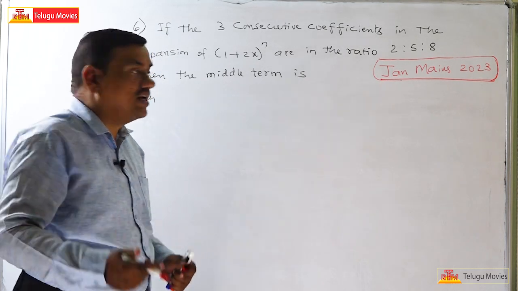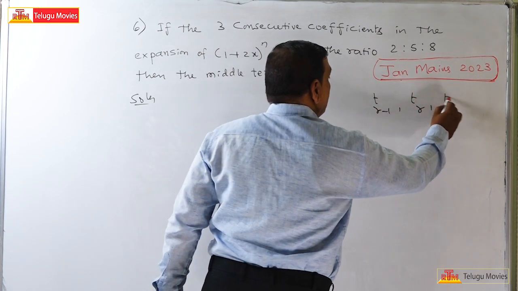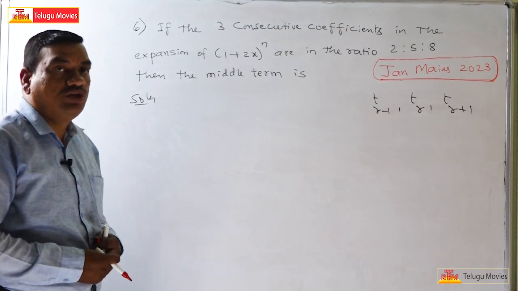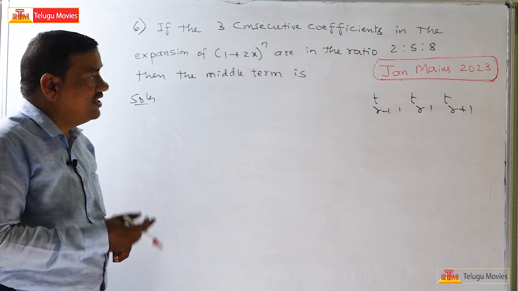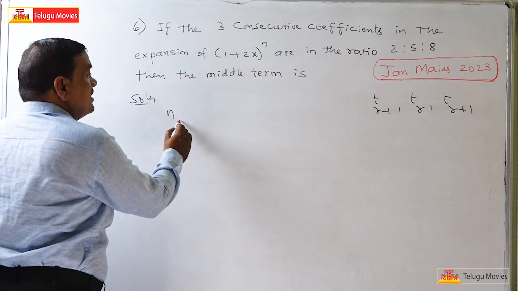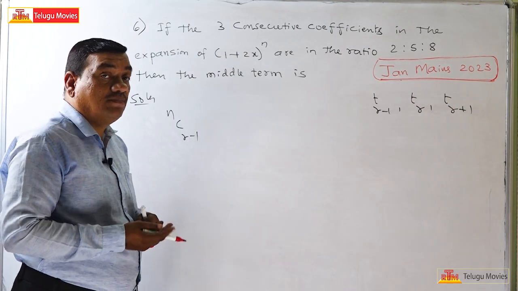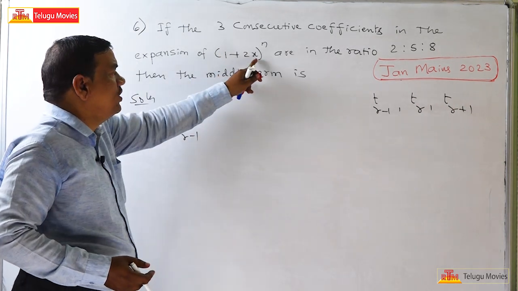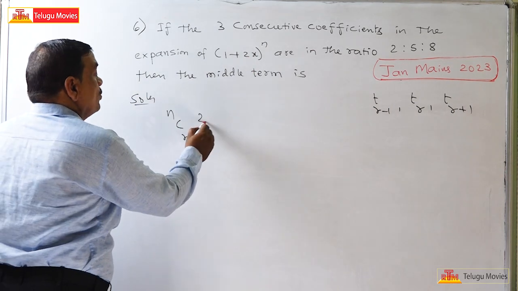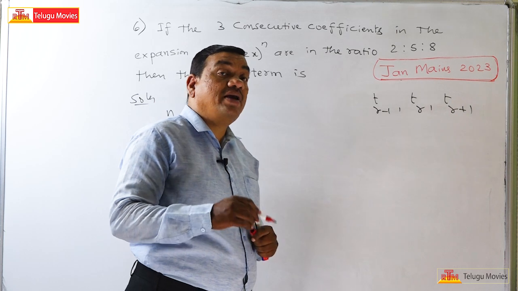What are the three terms? Generally, three consecutive terms we will take as T(r-1), T(r), T(r+1). Now what are the coefficients? For the T(r-1)th term, it is 1 to the power of something, (2x) to the power of r-1, but we want to take only coefficients, therefore nC(r-1) 2^(r-1) is the coefficient of the T(r-1)th term.